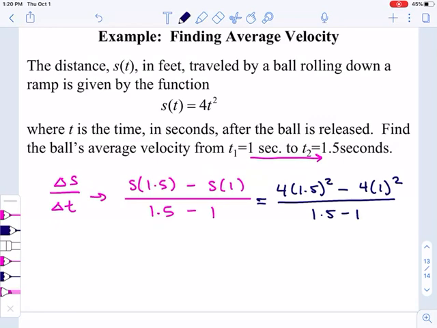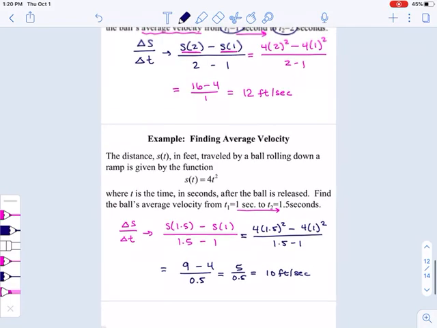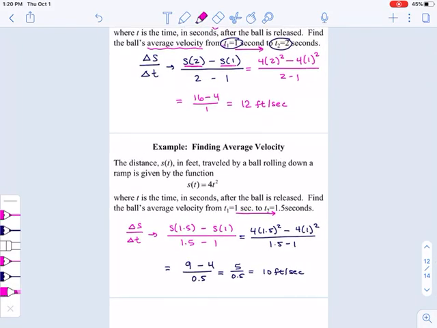So if I take 1.5 to the second power and then multiply it by 4, that's going to give us 9. If I take 1 to the second power times 4, that gives us 4. And if I take 1.5, take away 1, I'm at 0.5. So 9 minus 4 gives us 5 divided by 0.5, which is going to give us 10 feet per second. So if you think about it in regards to the situation, between 1 and 2 seconds, we're going 12 feet per second. When we're going from 1 second to 1.5 seconds, I kind of broke it down a little bit, we're only going 10 feet per second.